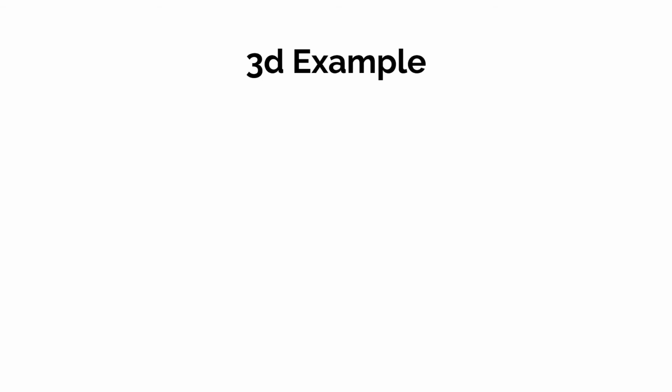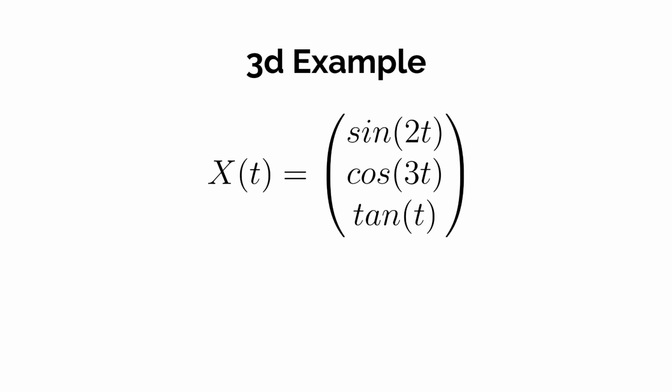Now let's try a 3D example and see if we get similar results. For this one, we are going to find the tangent for the curve x of t equals sine of 2t, cosine of 3t, tangent of t. And we're going to find the tangent line specifically at time t equals pi. For this, we will be determining it in radians and not degrees. So we'll be determining it in pi radians instead of pi degrees.